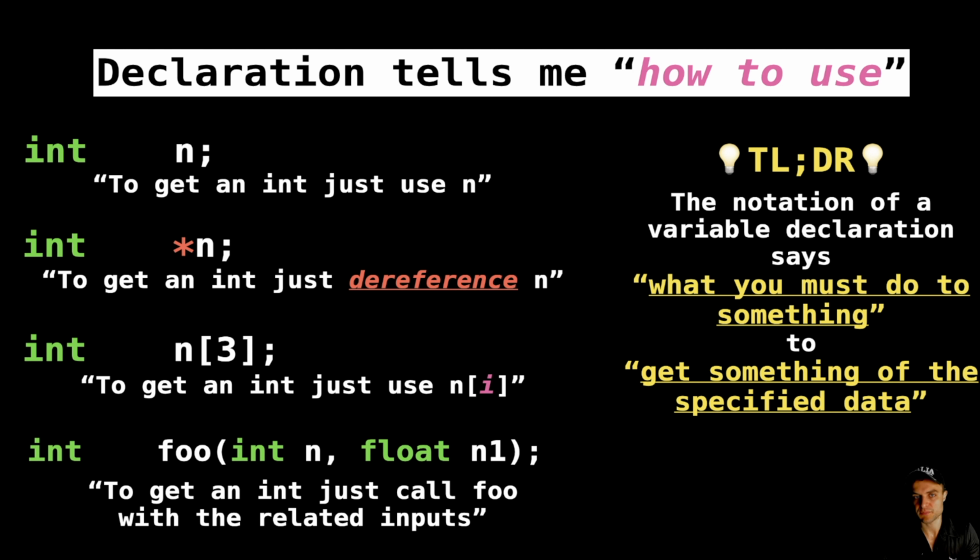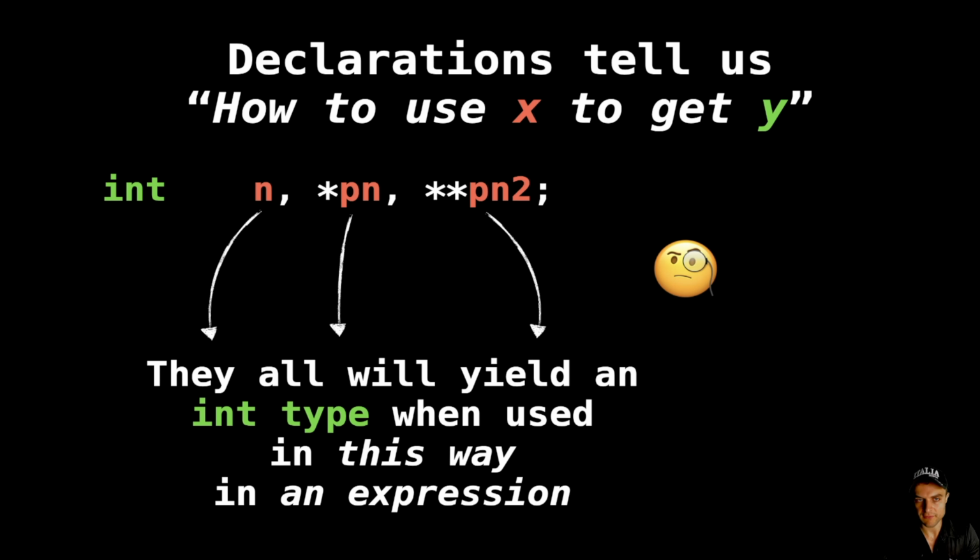Let's apply this principle to pointers. Here I have a declaration of different pointers, and you can see I have int n, this is just a variable, then I have star pn, and then I have star star pn. What do I read here? Well, I read that to get an integer, use n, the variable identifier n, or you can use star pn, or you can use star star pn. They all will yield an integer type when used in this way, in an expression. So in my mind, a declaration is a how-to-use, to get a specific data type.